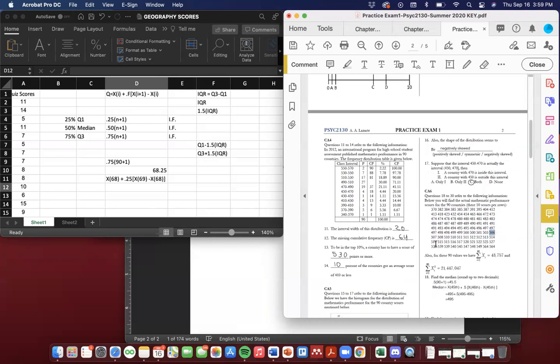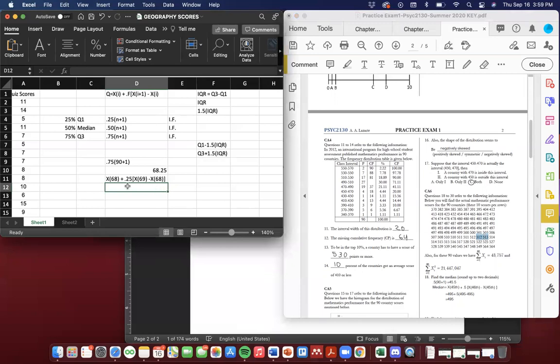Okay, so 61, 62, 63, 64, 65, 66, 67, 68. That is 68 and 69 right there. So the 68th value is 512. The 69th value is 513. The 68th value, which is 512. So that is your equation to find quartile 3.